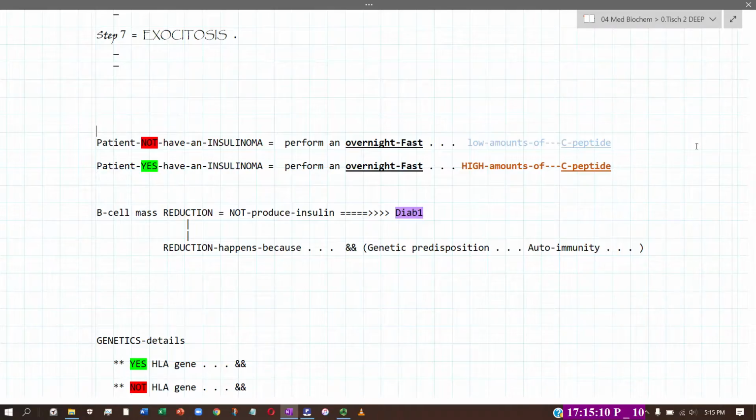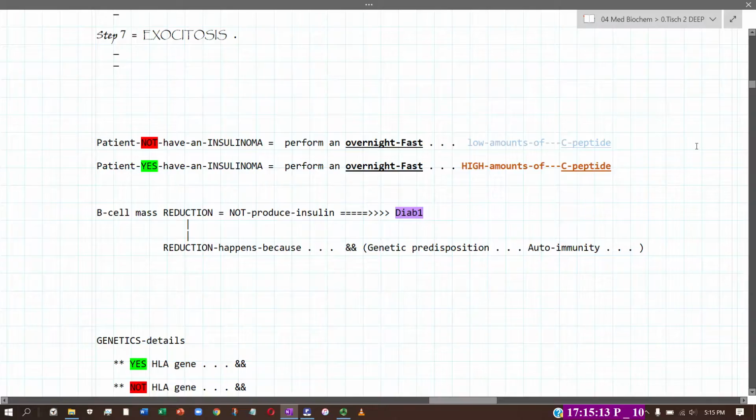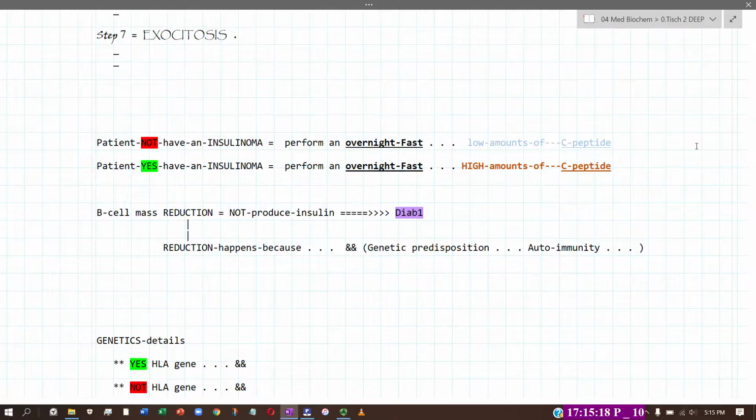So when there is a reduction of beta cell mass, it means that there is not a production of insulin, and that's the definition of diabetes 1. So this reduction happens because of genetic predisposition, and there is autoimmunity related to that. Let's see what else is happening. Autoimmunity.